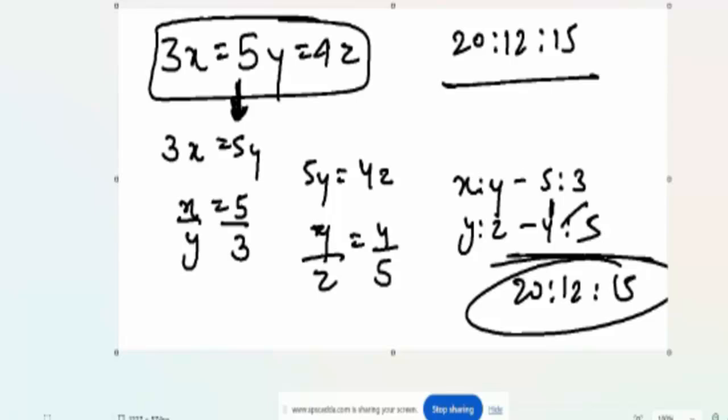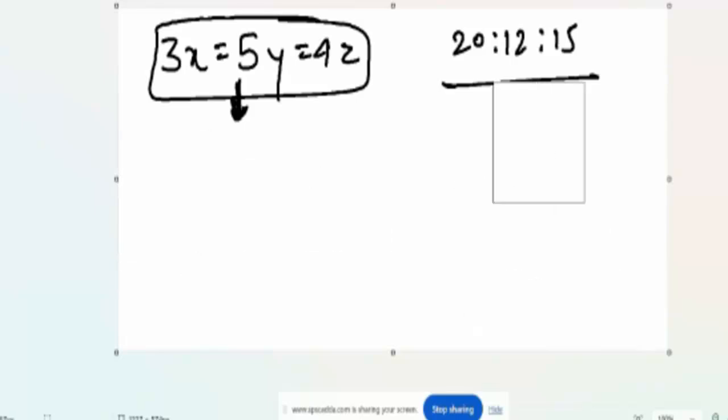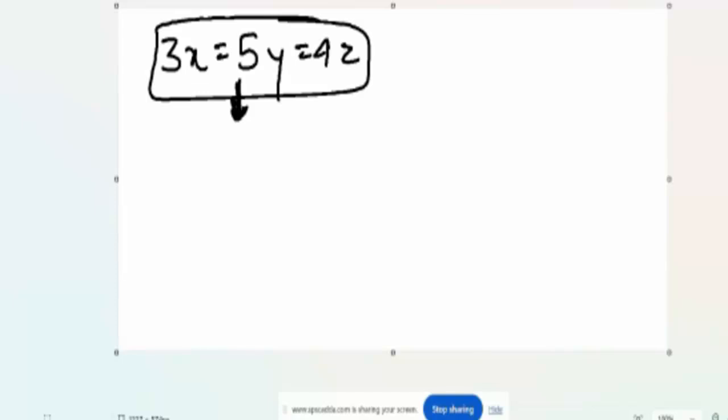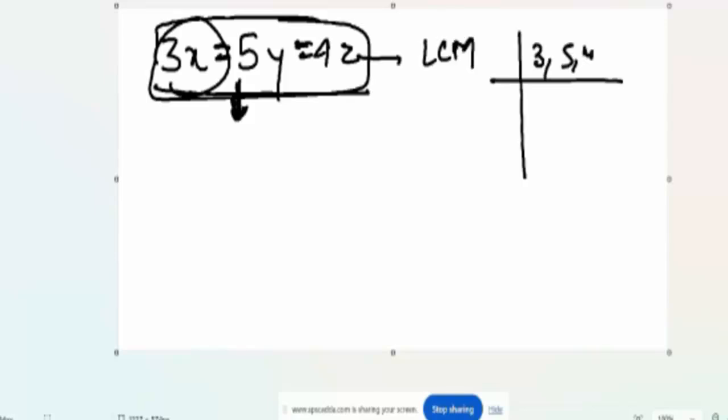Let me tell you a short trick for this particular type of question. You don't need to use such a lengthy method. You just need to take the LCM. If you have a question in this variety, where you have the ratio in the equal format, then you just take the LCM first. If we take the LCM of 3, 5, 4, what do we get?